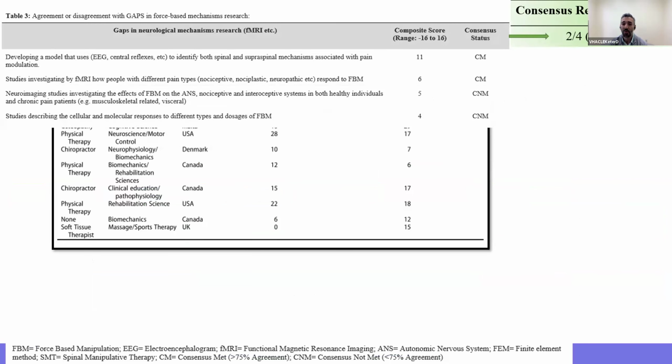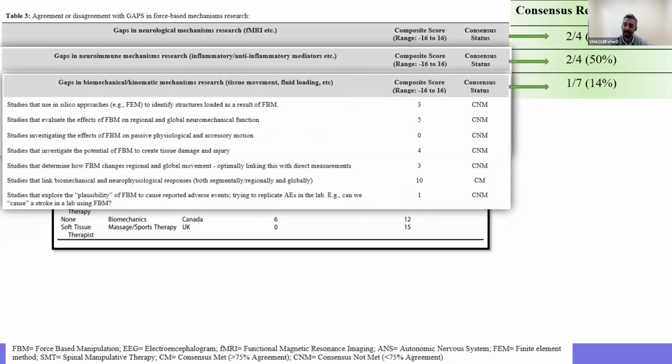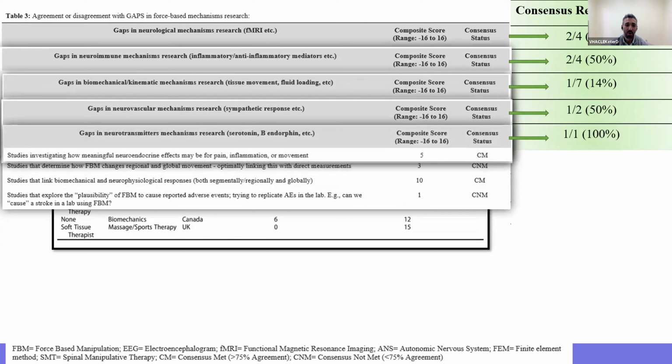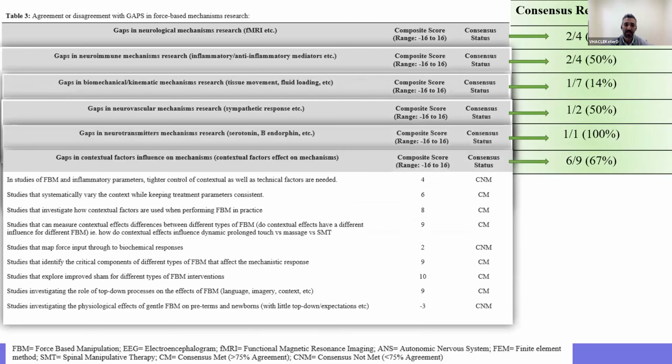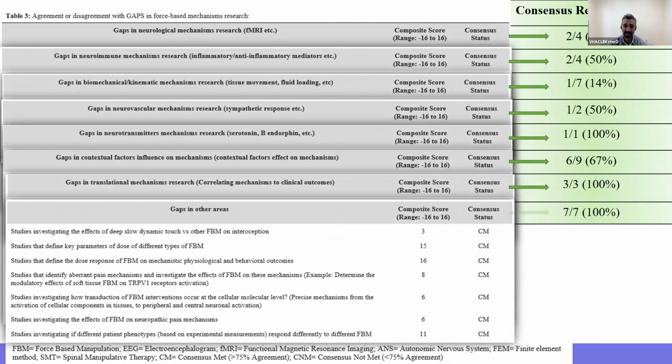We ended up coming up with 4 gaps in neurological mechanisms research, with 2 of those reaching consensus, 4 gaps in neuroimmune research, with 2 of those reaching consensus, 7 gaps in biomechanical research, with 1 of those reaching consensus, 2 gaps in neurovascular research, with 1 of those reaching consensus, 1 of 1 gaps in neurotransmitter research reaching consensus, 6 of 9 gaps looking at contextual factors and how they influence mechanisms reaching consensus, 3 of 3 gaps in translational mechanisms research reaching consensus, and 7 out of 7 gaps in other areas reaching consensus.